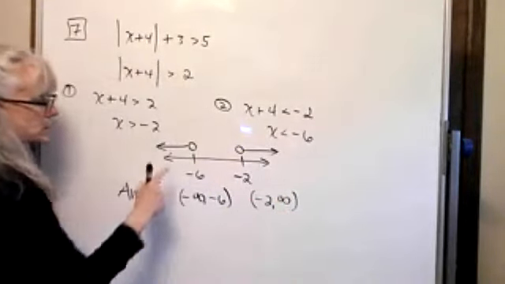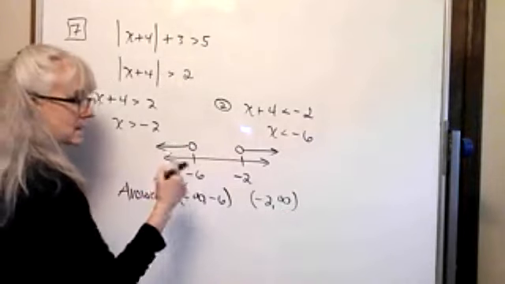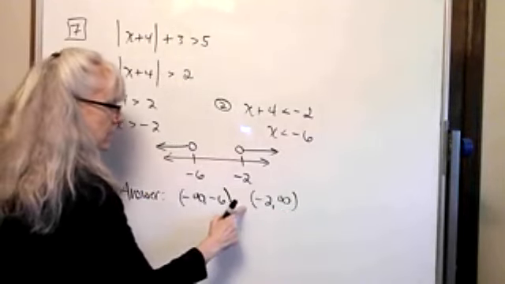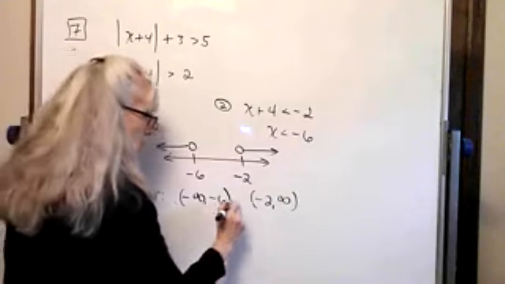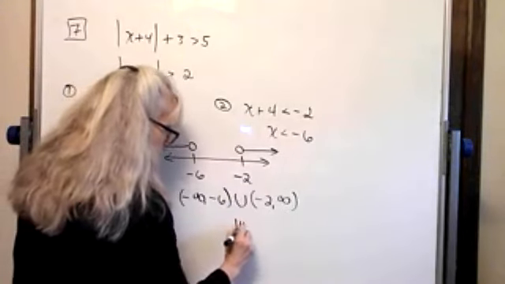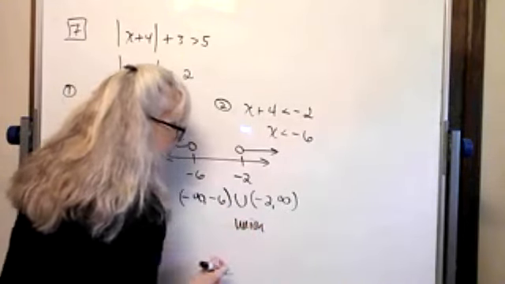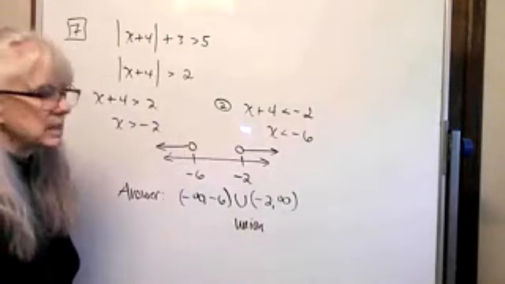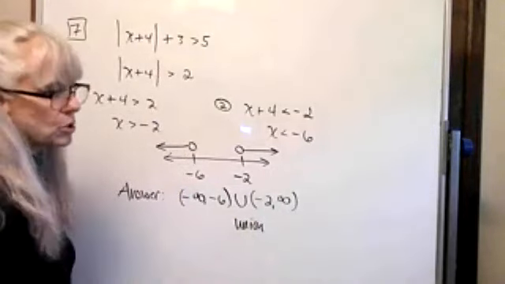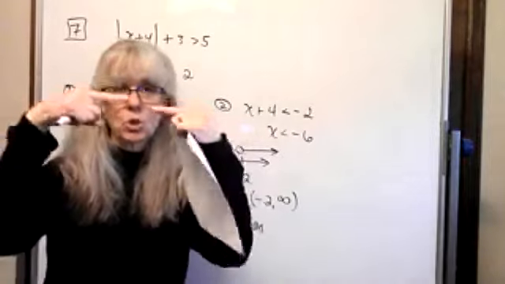Parentheses everywhere because they're exclusive. You're excluding those endpoints. And then finally, you need a symbol between the two, and the mathematical symbol we use is a U, which stands for the union of the two sets. It means the answer is everything in both sets. And there's your answer.